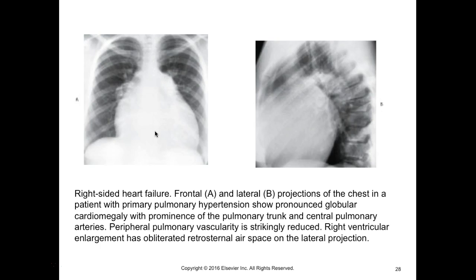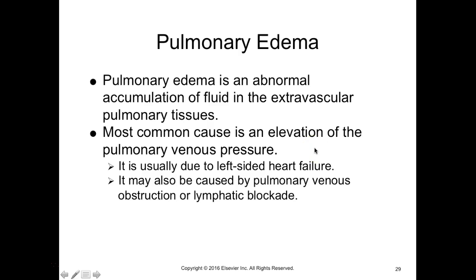What we're looking at is primary pulmonary hypertension, showing pronounced globular cardiomegaly with prominence of the pulmonary trunk and central pulmonary arteries here. Peripheral pulmonary vascularity is strictly reduced, so there's not a lot going out to the periphery here. The right ventricular enlargement has obliterated the airspace on the lateral, so you can see how large this heart is here.